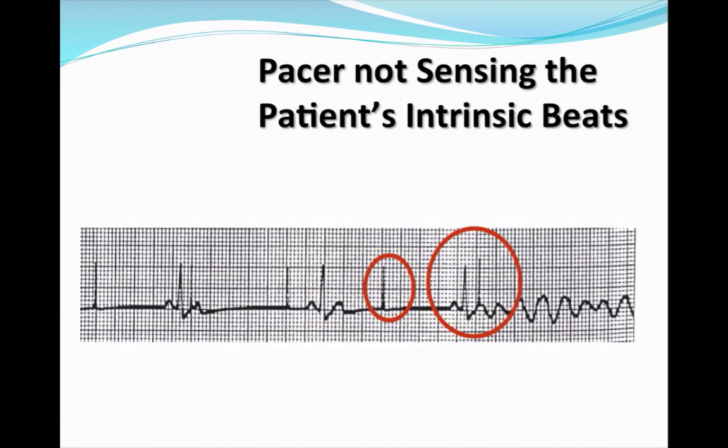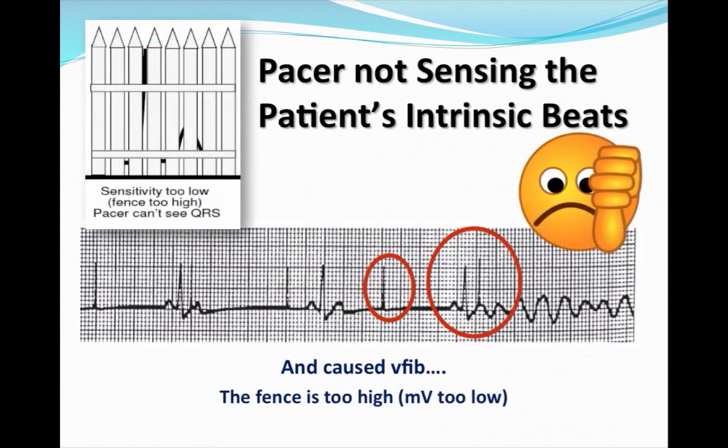What do you see here? You see a pacemaker spike, a normal beat, a pacemaker spike, a normal beat, a pacemaker spike, a normal beat, and then a pacemaker spike that lands on a T wave and unfortunately leads to VFib in this patient. So that is definitely no good. The fence was way too high and the pacemaker didn't see what was going on and just fired away.